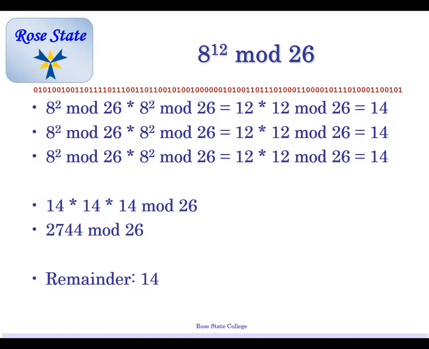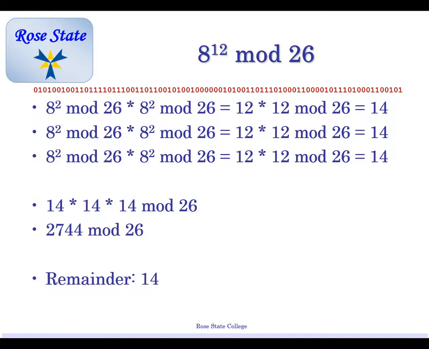So let's look at it this way. 8 squared mod 26 times 8 squared mod 26 is equal to 12 times 12 mod 26, which is 14. Then you're going to do that 3 times because you need 12, because the first line only gave you 4. 8 squared and 8 squared is 4, so you got to do that line 3 times. So each line ends up giving you 14. Then you do 14 times 14 times 14 mod 26, you end up with 2744 mod 26, and a remainder of 14. So it does work. It'll work every single time this way.